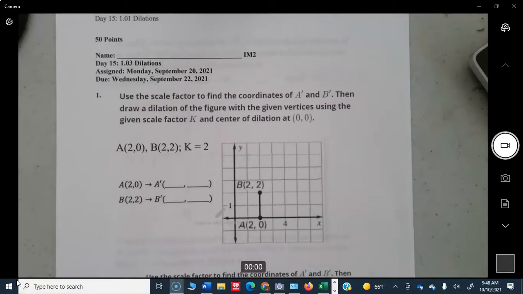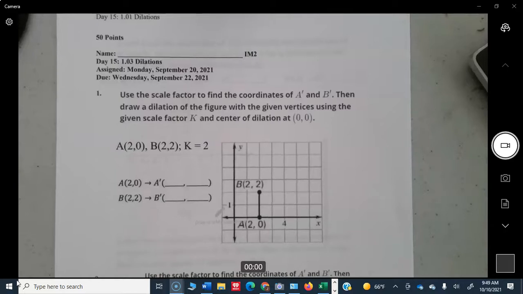Integrated Math 2. This is lesson 1.03, and it's on a subject called dilations. What dilations are is simply taking a geometric shape. It could be a line, a square, a circle, anything, and making it either bigger or smaller, but doing it proportionally. It's also distancing it proportionally from a fixed point called the center of dilation.